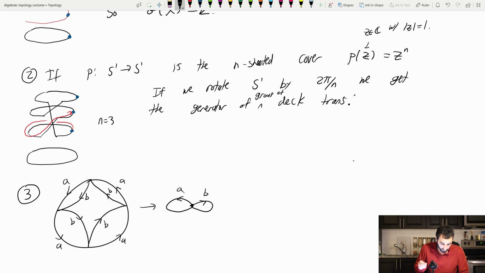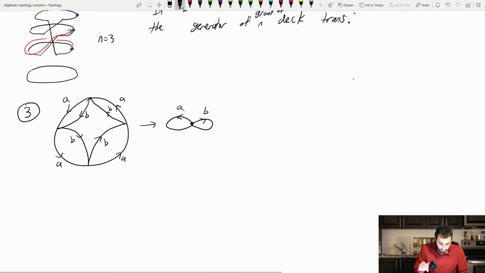So think about what the deck transformation group here is. So I need an isomorphism of the space upstairs, which, for example, is going to send all of these vertices to other vertices, and all of maybe these points to each other. They're all lifts of the midpoint of this loop here. And those blue points are the lift of this point here.